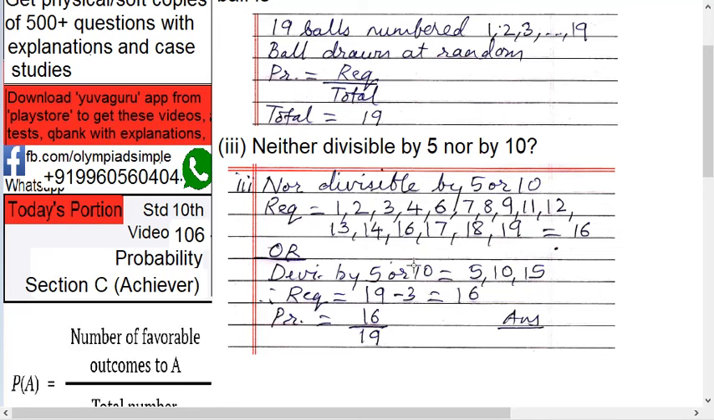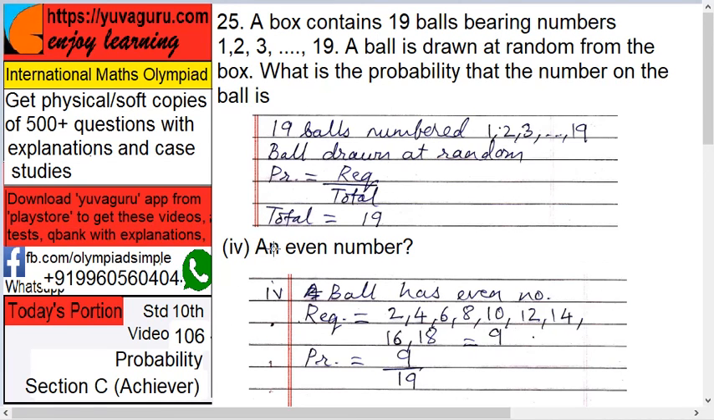You can do it reverse way also. Means what are the numbers divisible by 5 or 10 between 1 to 19? 5, 10 and 15, right? So subtract them from 19, then also you get 16 only. But anyways you should get 16. So the required is what? 16. Total is what? 19. So 16 by 19 is the required answer, probability.